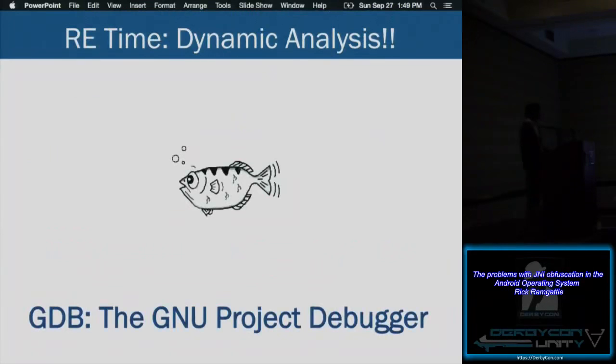So now we get to use GDB. Probably a lot of people don't know what this is. This is the GDB fish. It's called Archer. It's because it's an Amazonian fish and they shoot down bugs. So food for thought. There you go, Archer the fish.